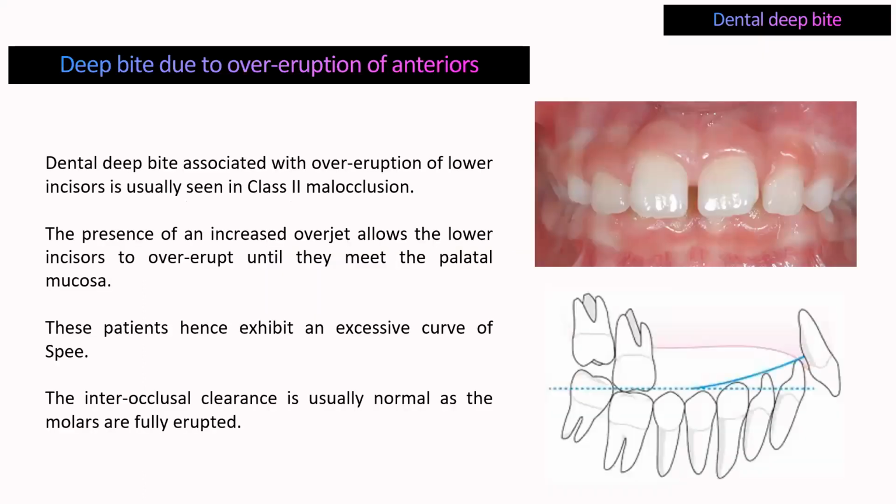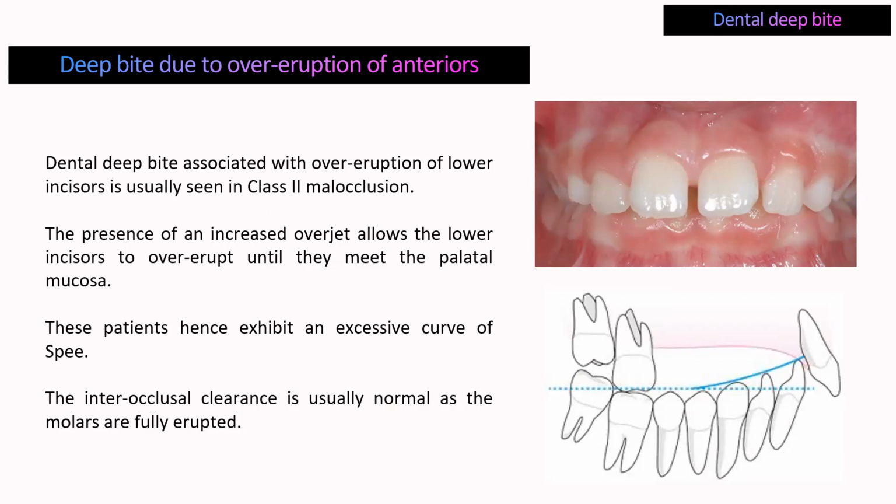Deep bite due to over eruption of anteriors. Dental deep bite associated with over eruption of lower incisors is usually seen in class 2 malocclusion. The presence of increased overjet allows the lower incisors to over erupt until they meet the palatal mucosa. So there is normal overjet and overbite, that is 2 millimeters of overjet and 2 to 3 millimeters of overbite.